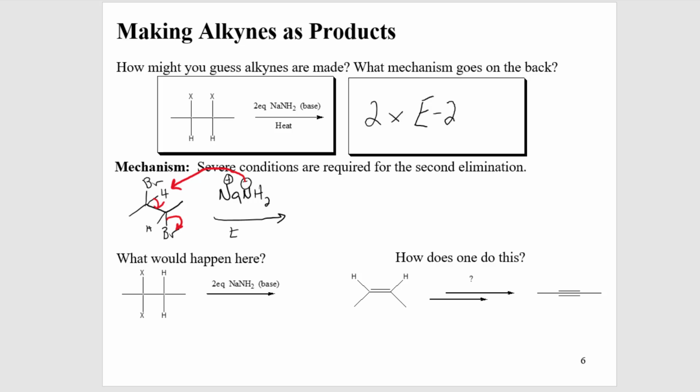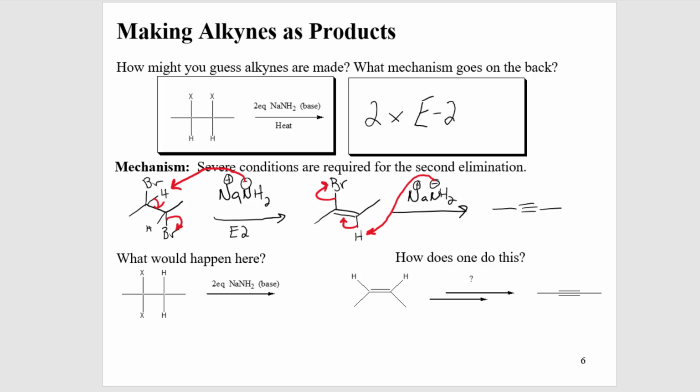This is the first E2. Did it matter which one I eliminated first? Nope. And then we do it again, the second E2. Strong base. Eliminates again. And we form our alkyne.